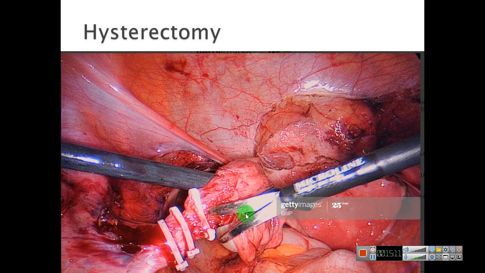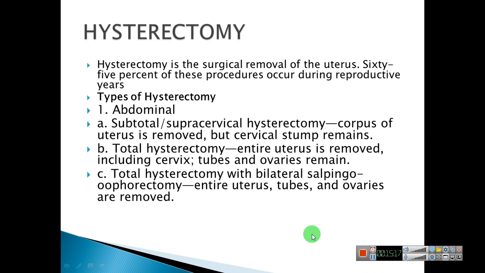Okay, this is hysterectomy through laparoscopy. Hysterectomy is a surgical removal of the uterus. 65% of these procedures occur during reproductive years.